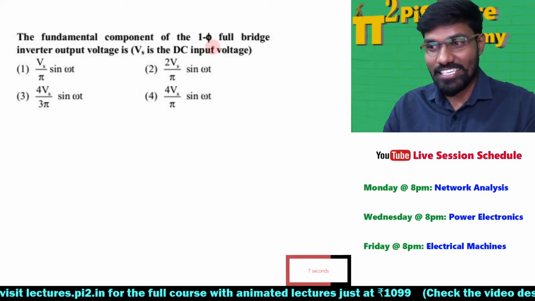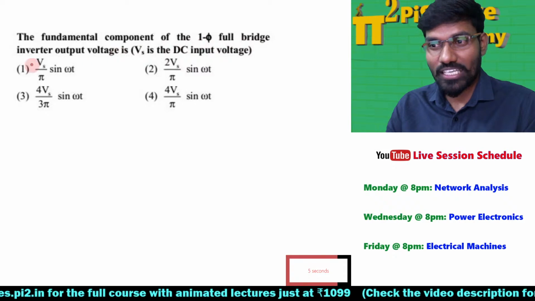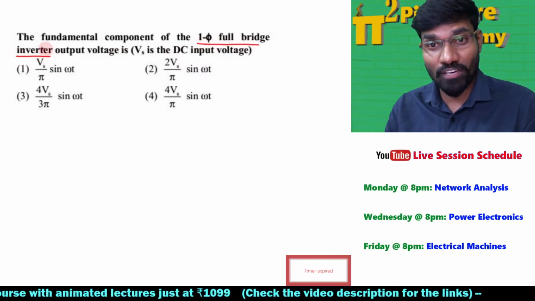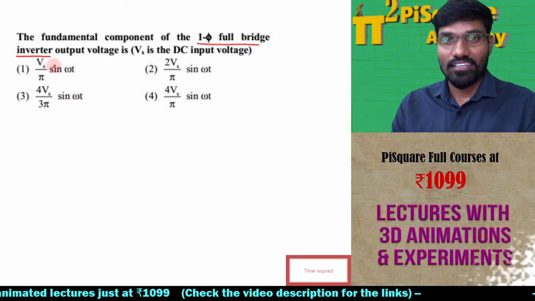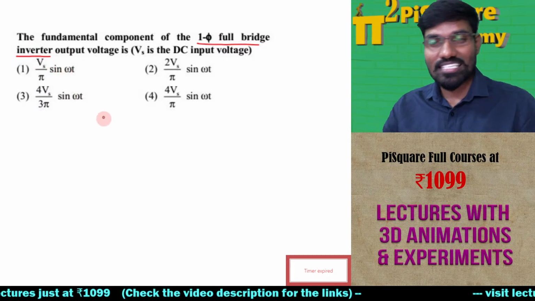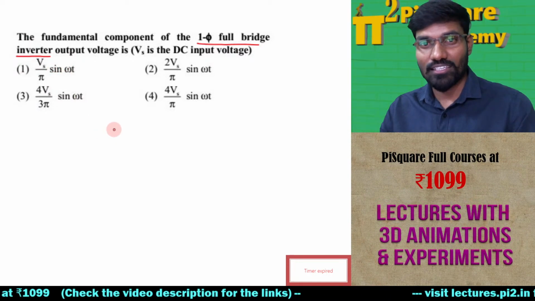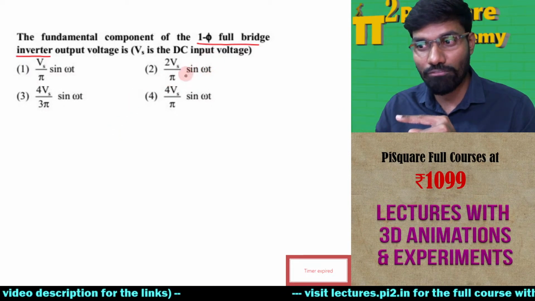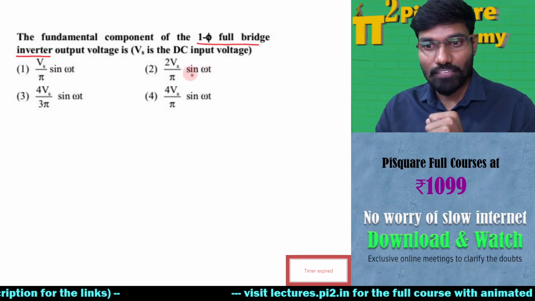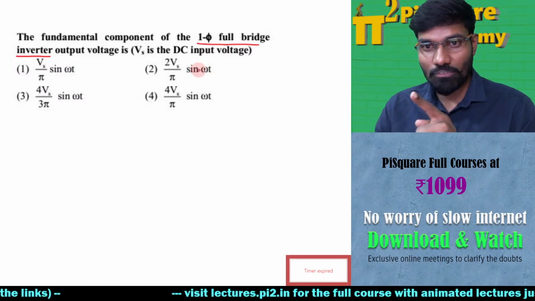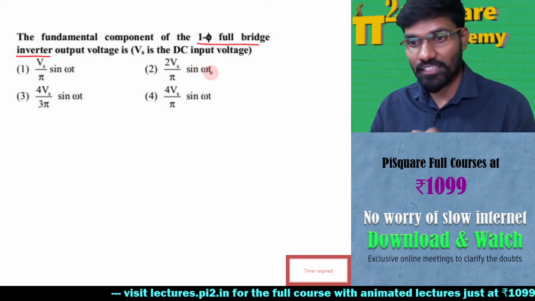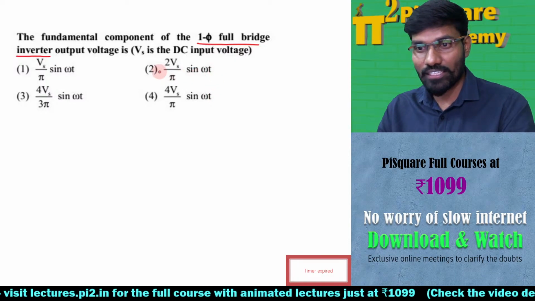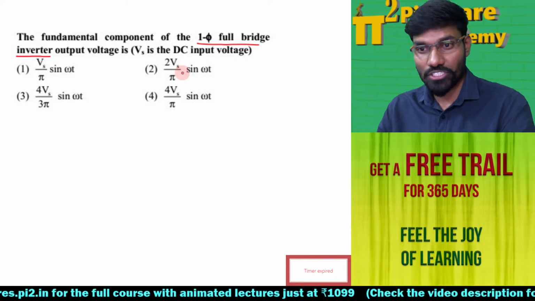It's a single phase full bridge inverter. It is not a single phase full converter. Even if it were a single phase full converter, this would be cos alpha. If you want to change the option you have given, you can change it now. Those who are giving 2 as the answer, if you want to change it, you can change it.